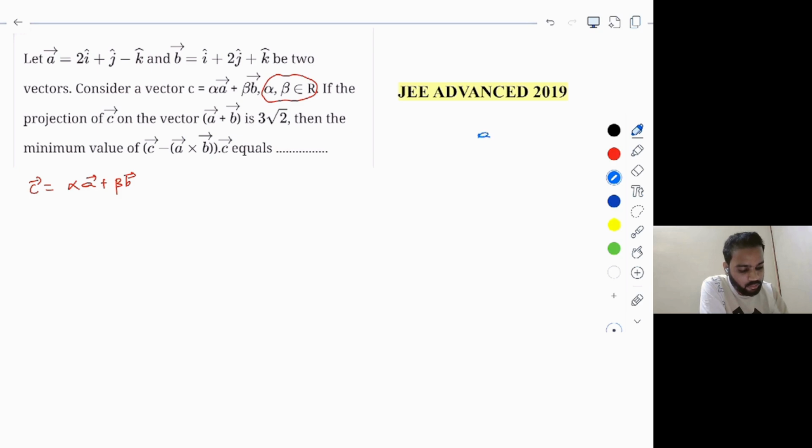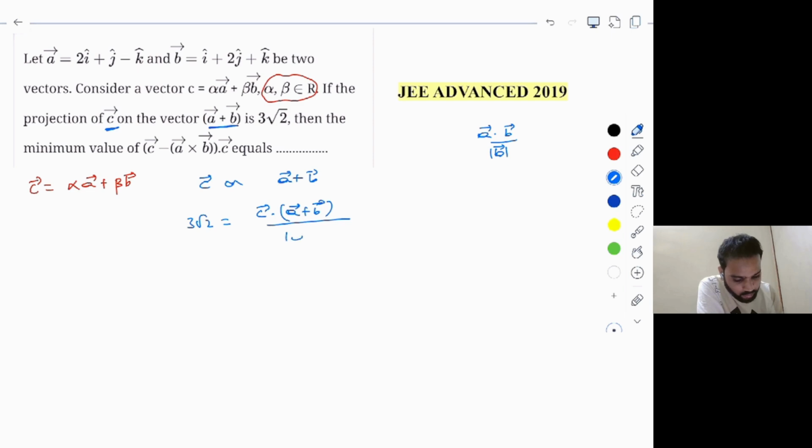Okay, but we know the formula very well that projection of A bar on B bar is given by A dot B divided by modulus B bar. Projection of A bar on B bar. Okay, but here in this case we have to find out projection of C bar on the vector A bar plus B bar. So let's write down the formula. This 3 root 2 is nothing but C bar dot A plus B whole divided by modulus of A plus B. Okay. But clearly you can calculate what is A plus B here, right?